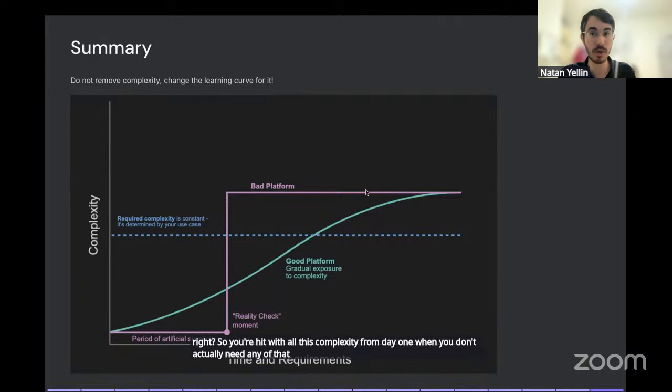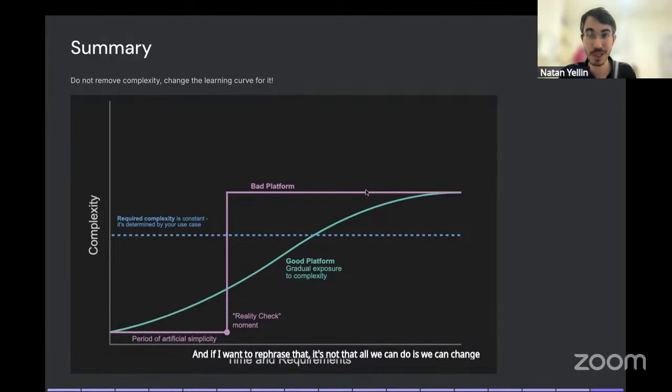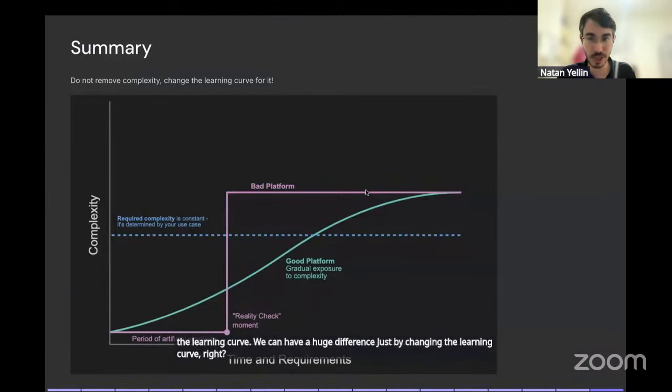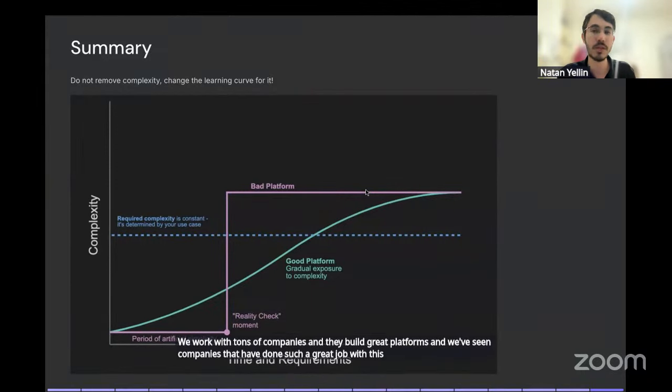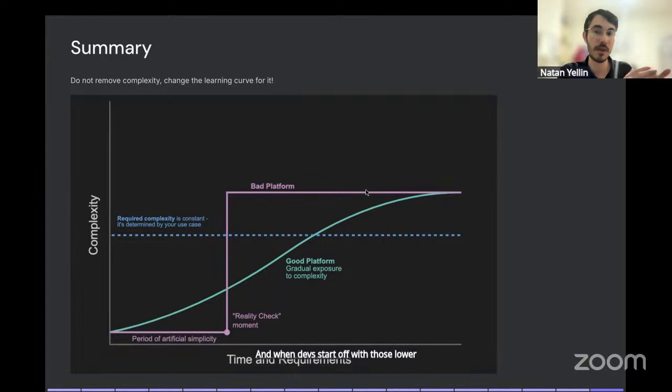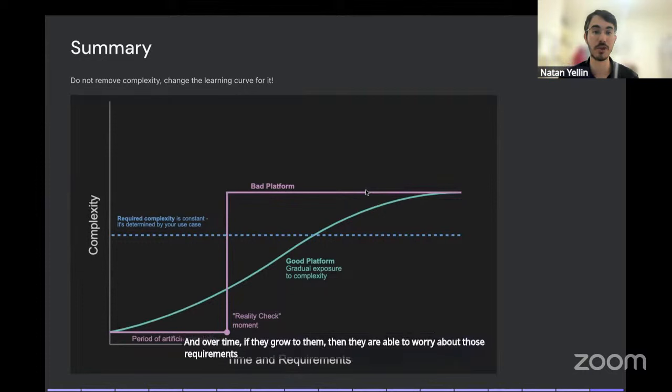So all we can do is change the learning curve. And if I want to rephrase that, we can have a huge difference just by changing the learning curve, right? We work with tons of companies and they build great platforms. We've seen companies that have done such a great job at this, and companies where devs, for the most part, do not need to worry about certain aspects that the platform takes care of. But it's not because they're hiding them. It's because they're exposing them gradually. And when devs start off with those lower requirements, then they don't need to worry about them. And over time, if they grow to them, then they are able to worry about those requirements and take them on.